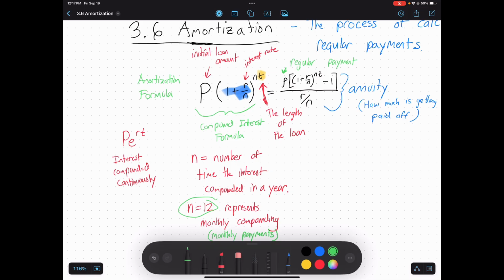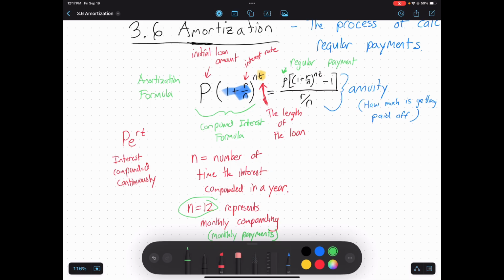How much am I paying on a regular basis? If n is equal to 1, then it's an annual payment. If n is equal to 365, then it's a daily payment. But remember, on the homework, you'll be talking about monthly payments, so n will equal 12, and that's what p will represent as your monthly payment.